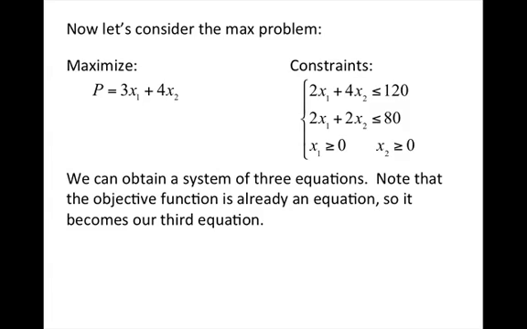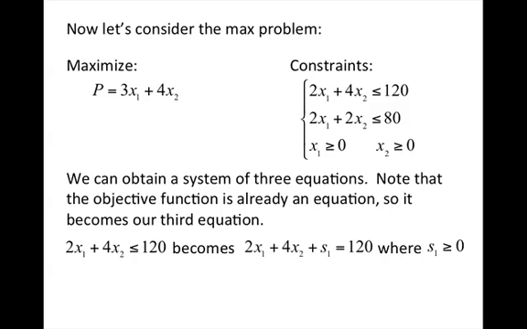Now I change this to a system of three equations. And note that the objective function is already an equation, so it doesn't need any slack variables. It just becomes our third equation. For the first two equations, I'm going to take my two constraints, introduce the slack variables, and make those equations. So I start off with 2x sub 1 plus 4x sub 2 is less than or equal to 120. If I introduce my slack variable, I get 2x sub 1 plus 4x sub 2 plus s sub 1 equals 120.